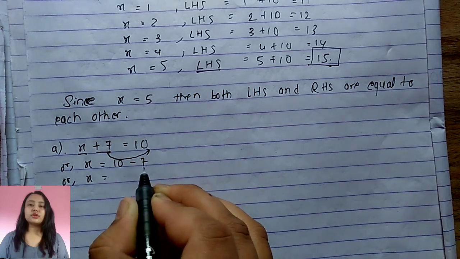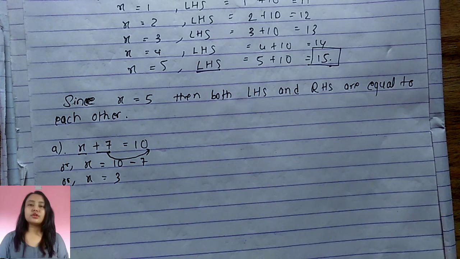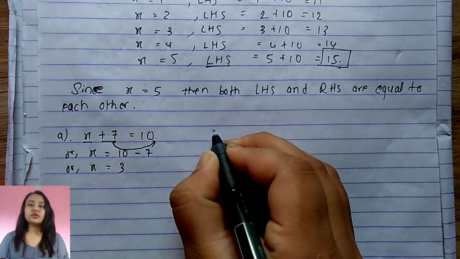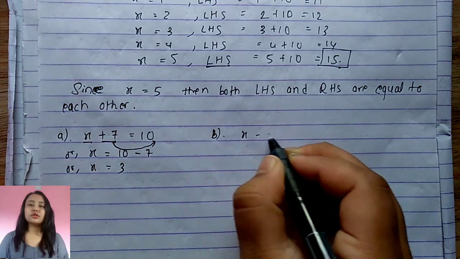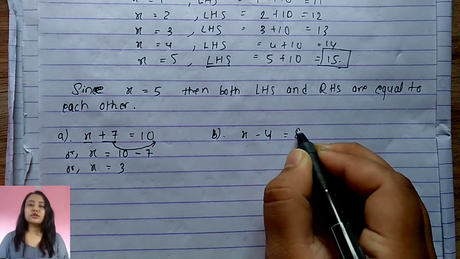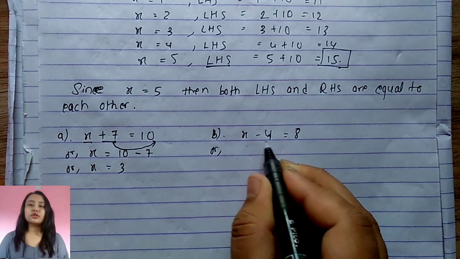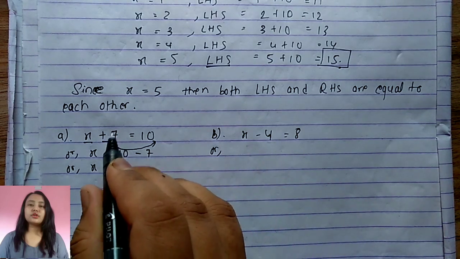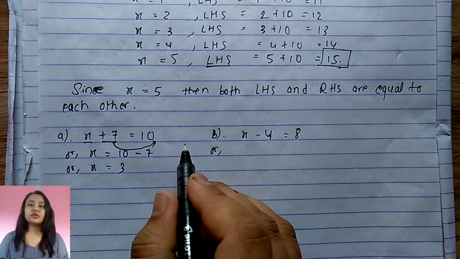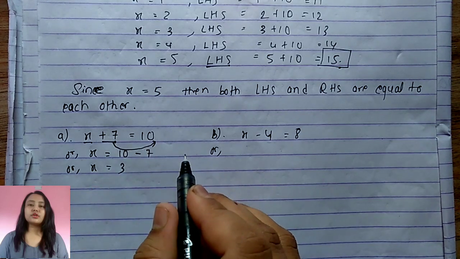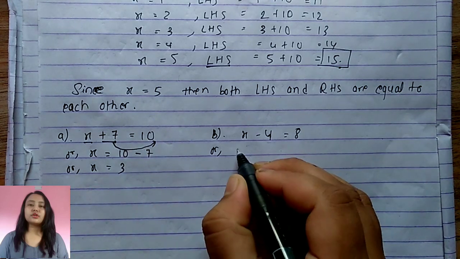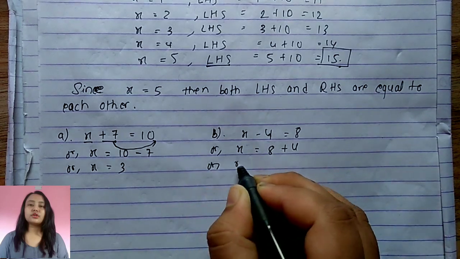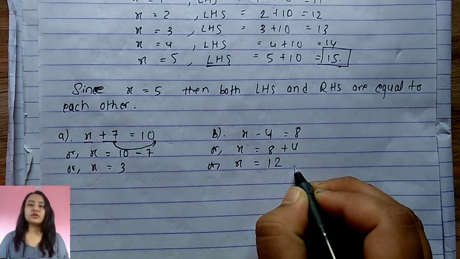Now x is equal to 3. Similarly, when there is a minus sign, suppose x minus 4 equals 8. What happens when there is a minus sign? As I have said, if plus goes to the other side, it becomes minus. If minus goes to the other side, it becomes plus. So x equals 8 plus 4, and the value of x is 12.